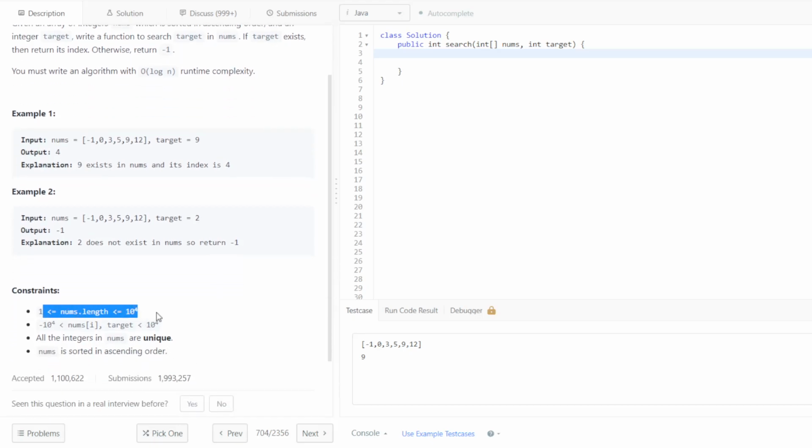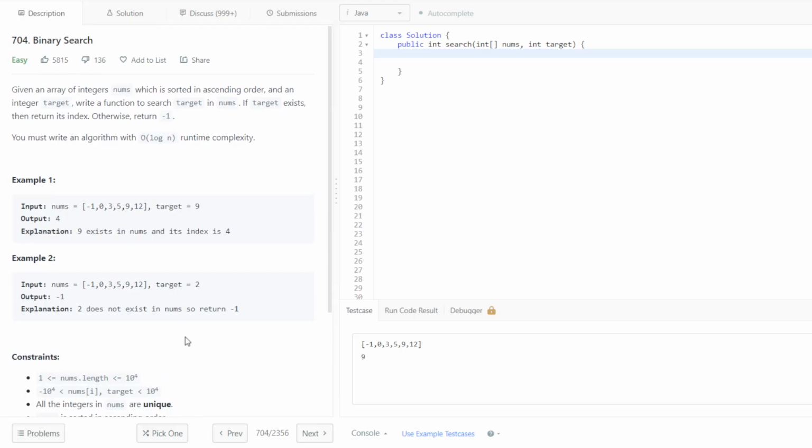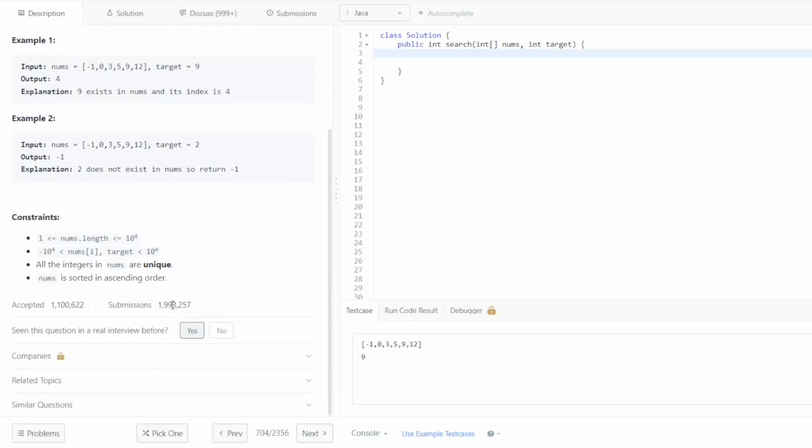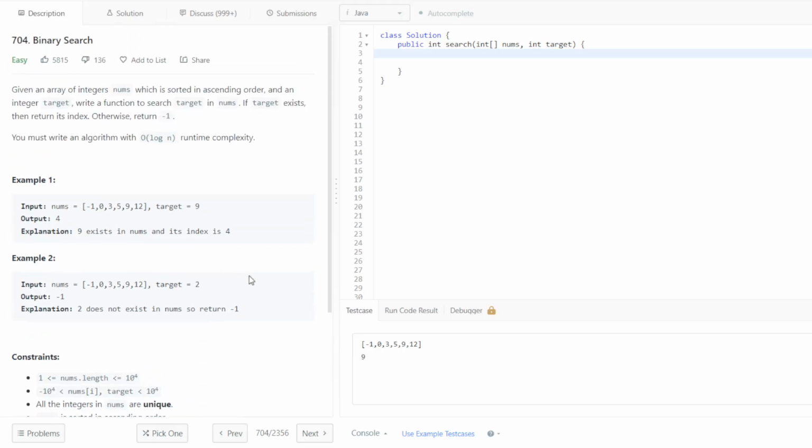Some constraints: the nums int array will be a minimum of length 1. We can have very large numbers, but not exceptionally large. But even if they are exceptionally large, our solution will have a way to handle that. All integers are unique, which is helpful, so we don't have to worry about finding duplicates. We just have to find that one. And again, sorted in ascending order.